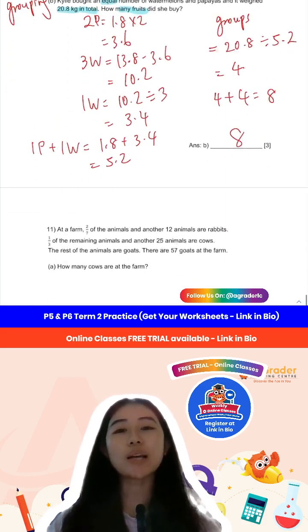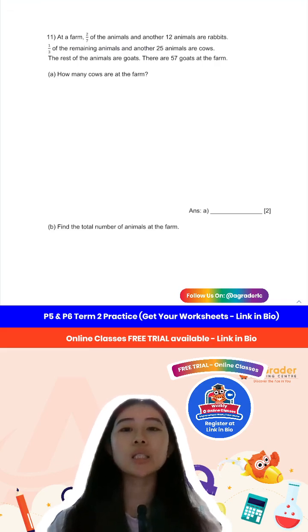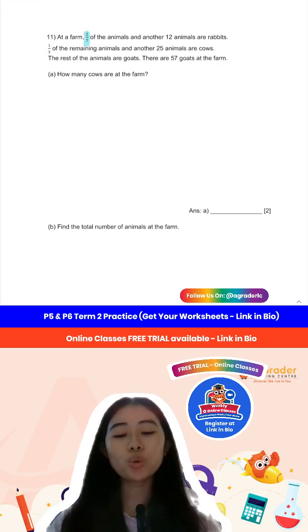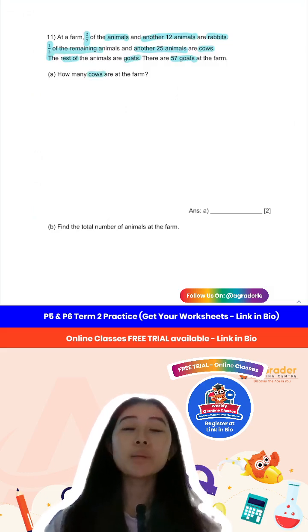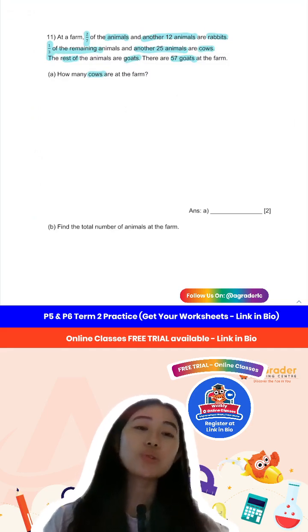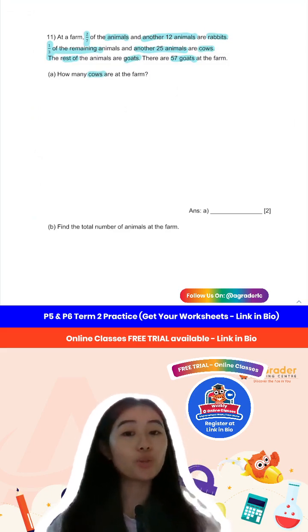Okay, so let's move on to our last question. Yeah, we have one more problem sum over here. I'm gonna read this first. In a farm, 2/7 of the animals and another 12 animals are rabbits. 1/3 of the remaining animals and another 25 animals are cows. Then the rest are goats. So there are 57 goats. How many cows are there? Again, let me know what concept you will use to solve this question, or how would you solve this question?